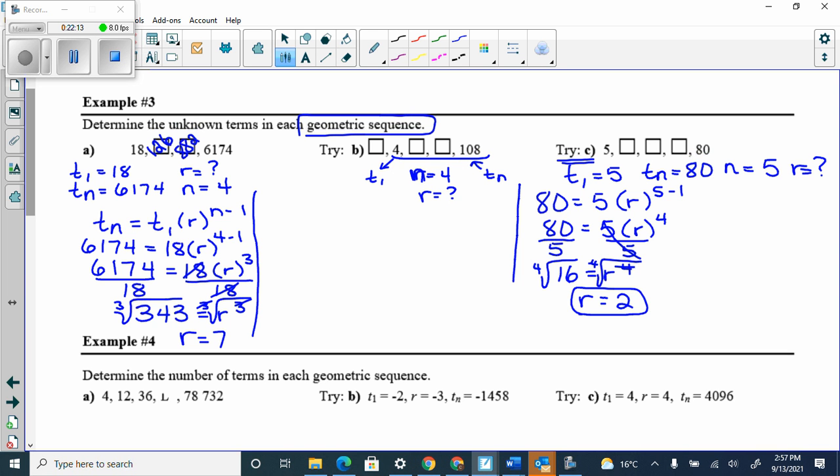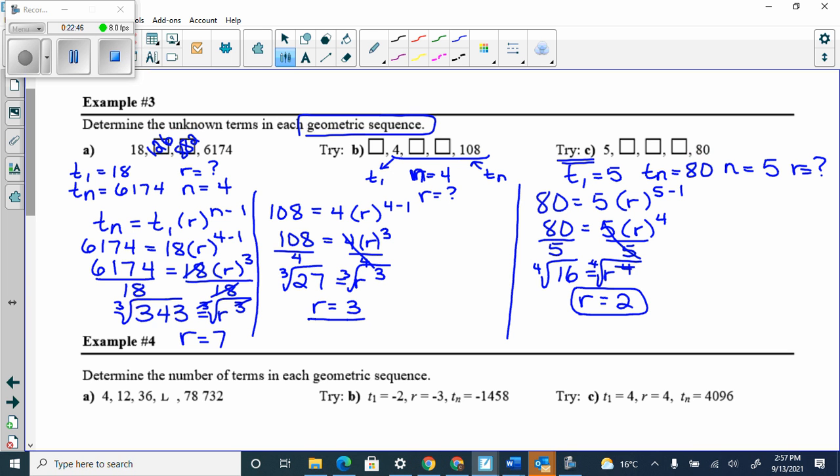So we're going to do 108 equals 4, R to the 4 minus 1. We don't use 5 because we're treating 4 as our T1. We get 108 equals 4, R to the 3. Divide by 4. 27 equals R cubed. Cube root. And R equals 3.